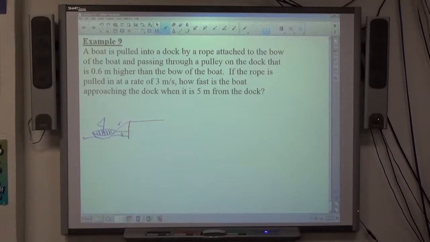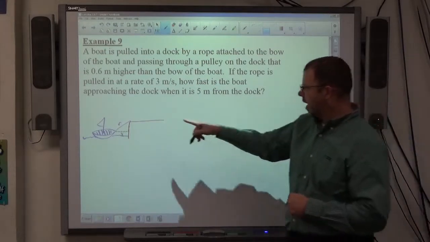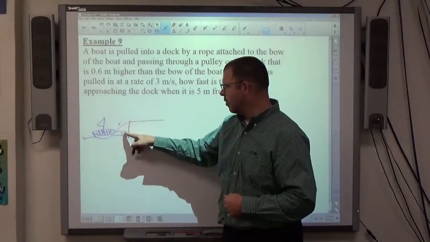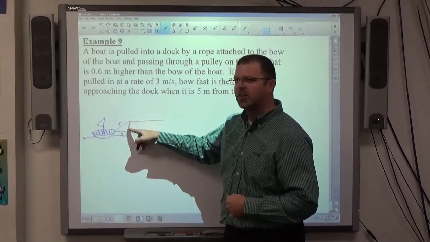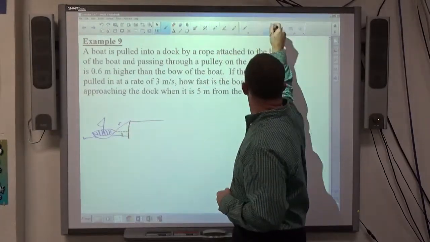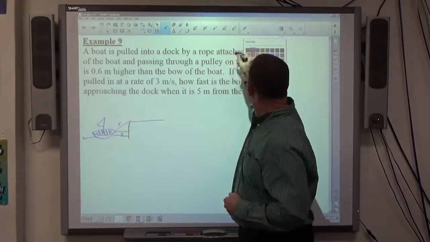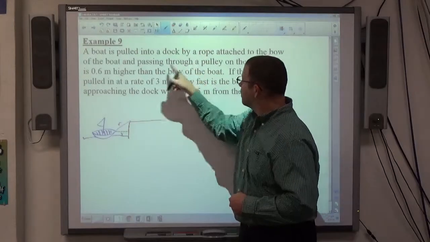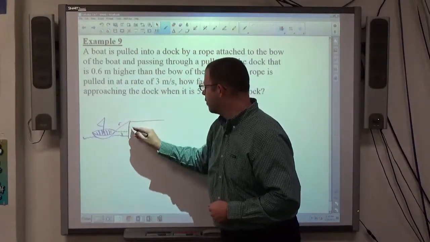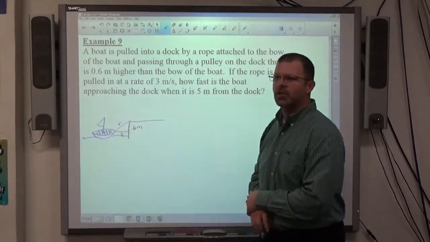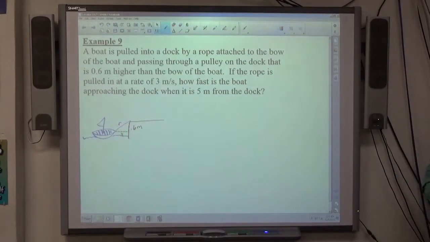Is the pulley or the bow of the boat changing any vertical position whatsoever? No. The pulley's right here, the bow of the boat's right there, the boat's moving horizontally. So this distance here is going to stay the same all the way through, which, if we read again, is 0.6 meters higher than the bow of the boat. So 0.6 meters. That's not changing, so we're going to use an actual number there.